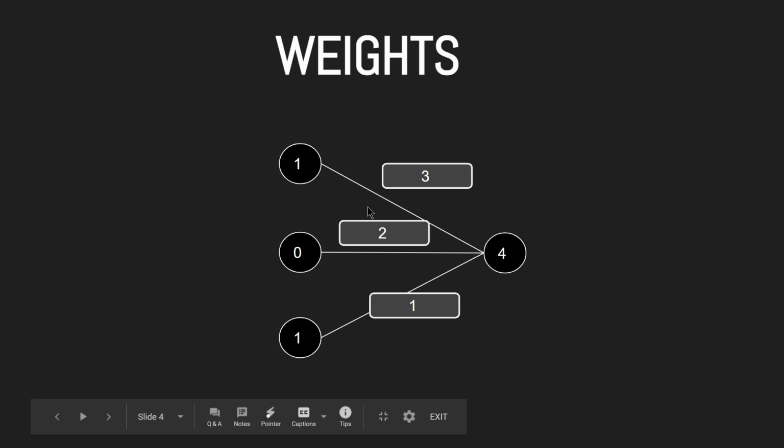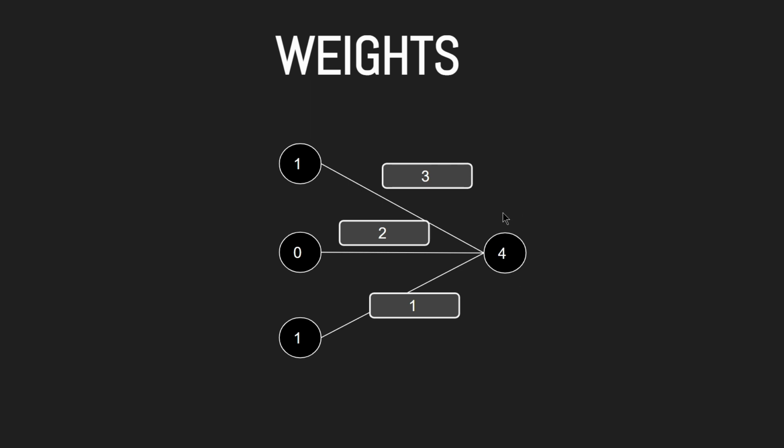So what are weights? Basically, there's a unique weight for each connection to an output neuron. So as you can see, there's 3 input neurons and 1 output neuron. There's an individual weight for each one of these input neurons. So this one's 3, this one's 2, this is 1.